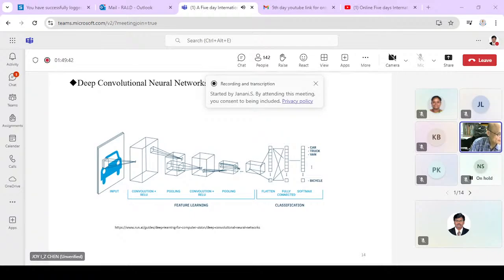A DCNN functions as a supervised learning algorithm that utilizes the raw data to identify distinctive features for classification purposes. This stands in contrast to alternative machine learning techniques that necessitate the prior selection of input features or attributes.